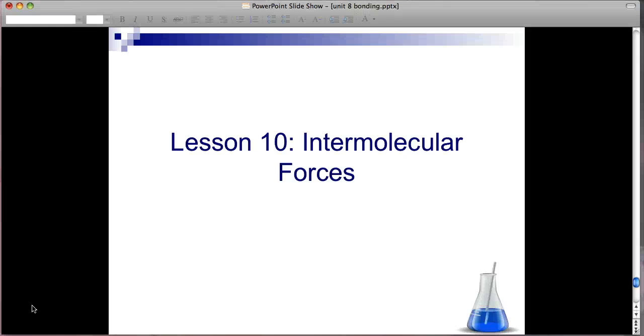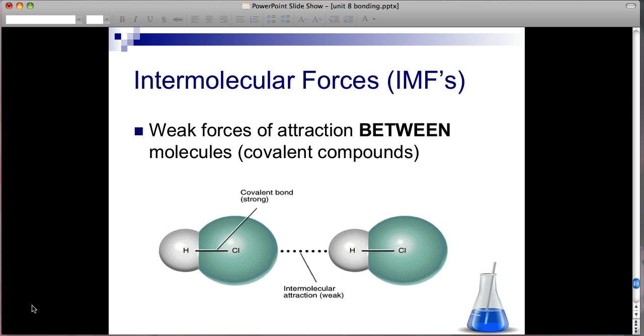All right, let's wrap up Unit 8. So we're going to look at intermolecular forces. There's really only three types of intermolecular forces that we're going to talk about, and this is going to be the van der Waals, the dipole-dipole, and the hydrogen bonding. And so intermolecular forces are basically just weak forces that cause an attraction between molecules.